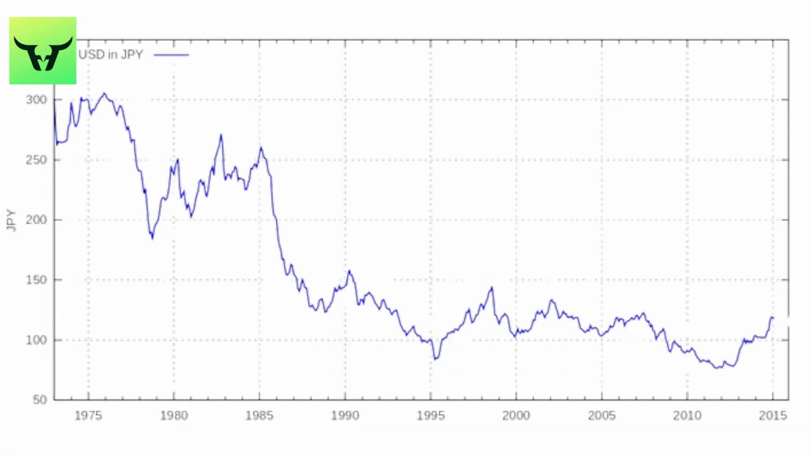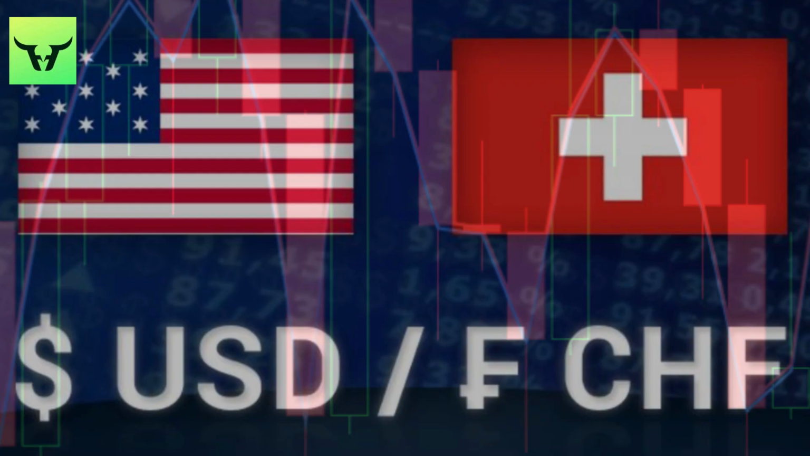For USD/JPY at an exchange rate of 119.80, it would be 1/119.80 x 100,000, which is about $834 per pip. For USD/CHF at a rate of 1.4555, it's 1/1.4555 x 100,000, which is about $687 per pip.